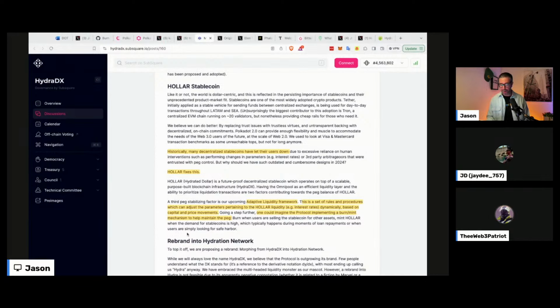I do get nervous about the burn and mint mechanism. It just reminds me a little bit of Terra Luna. Yeah, that's what I thought too, Terra Luna and how that operated. So yeah, that's dangerous. But I don't think this one's going to be an algorithmic stablecoin though. It seems like it's going to be more collateralized, backed by the liquidity.